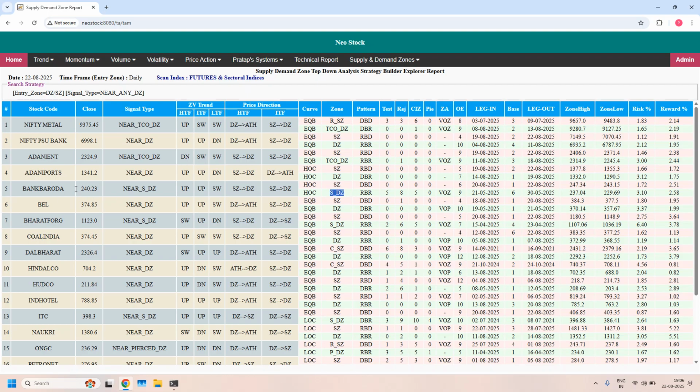Bank of Baroda is having a daily high liquidity demand zone. The next one, Bharat Forge, is having a daily high liquidity demand zone.